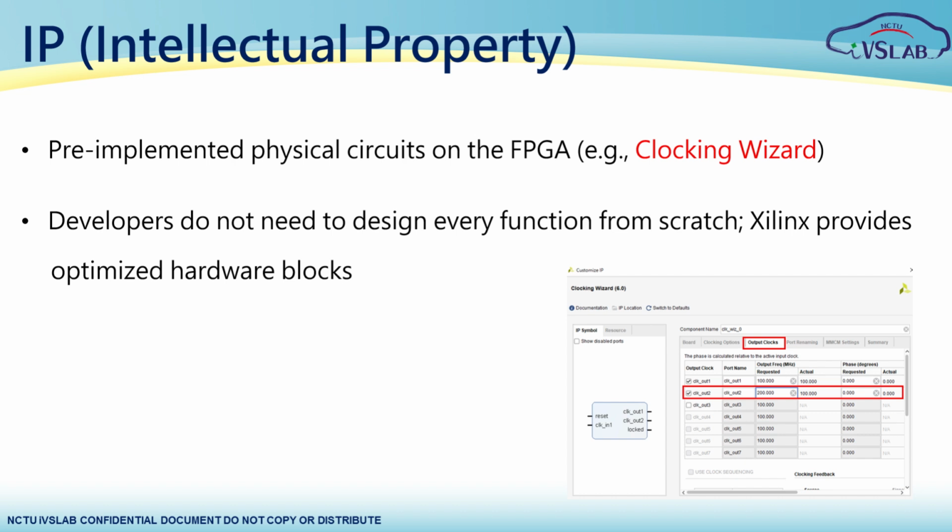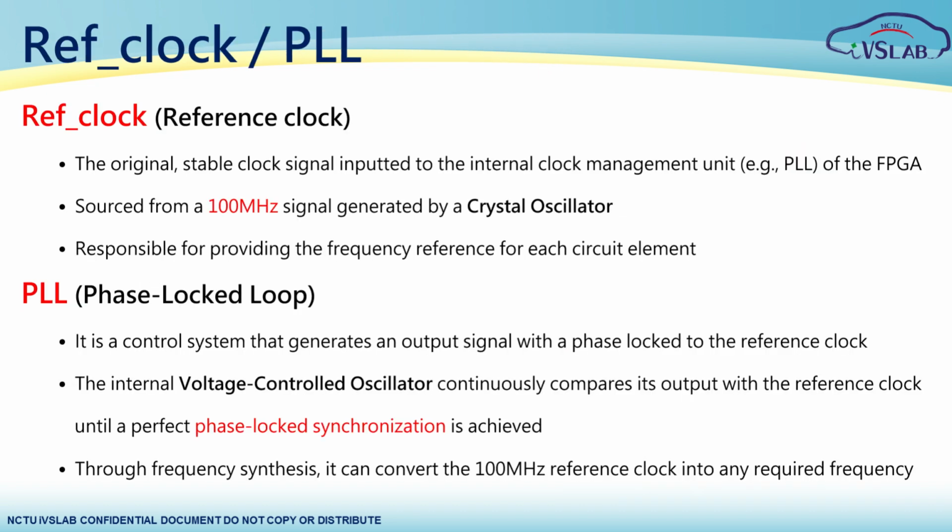Take the clocking wizard we're using today as an example. It comes with pre-configured physical circuitry inside that delivers highly stable clock frequency conversion. This is far more precise and resource efficient than writing your own clock divider in Verilog code. Let's take a closer look under the hood. The 100 MHz signal provided by the onboard crystal oscillator is what we call the reference clock. However, because different circuit modules require different operating frequencies, we use a PLL for frequency synthesis.